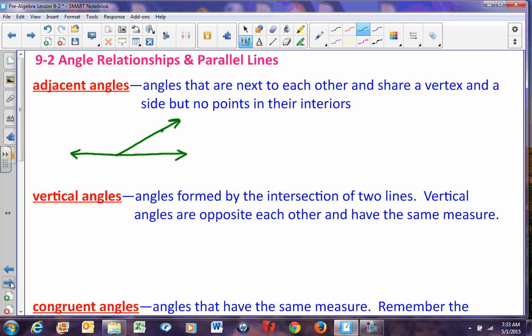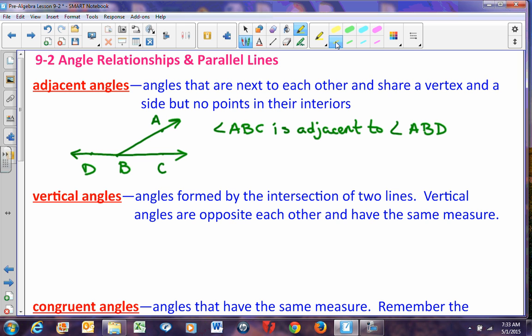If I call this angle ABC, and this is angle ABD, angle ABC is adjacent to angle ABD. You'll notice they both share the same vertex and they share side AB. They share side AB in both cases.